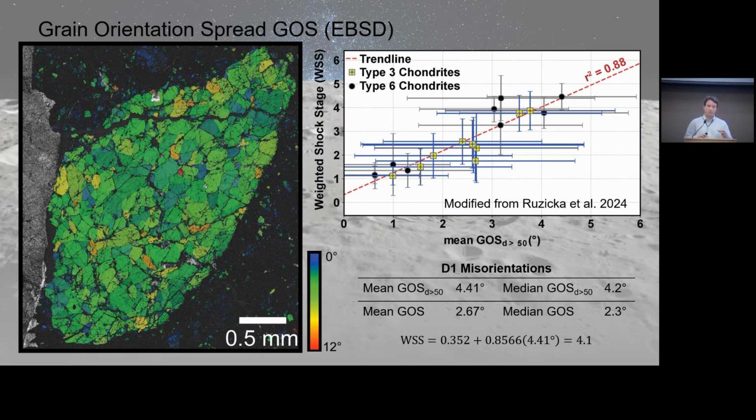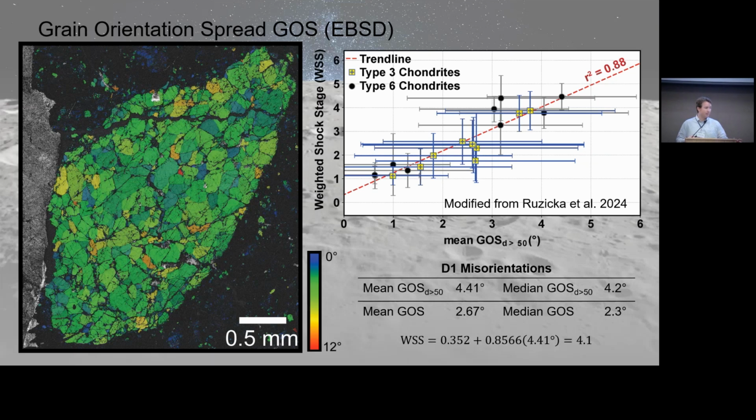Weighted shock stages are intervals of increasing shock pressure, which are delineated by the appearance of different optically visible shock features. Ruzicka et al. created this interesting relationship using the weighted shock stage and mean GOS of chondritic olivine in order to relate the two to each other, allowing me to estimate the weighted shock stage of my sample using this relationship here. With that, I estimated a shock stage of 4.1, which corresponds to a shock pressure of 15 to 20 GPa.